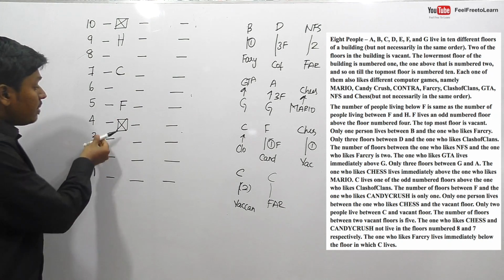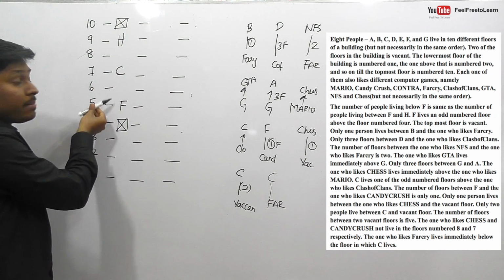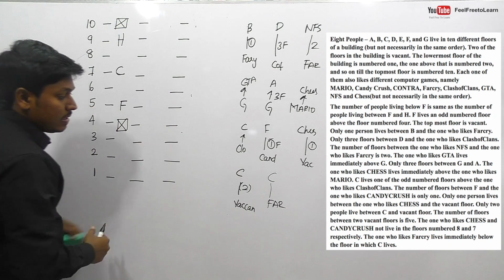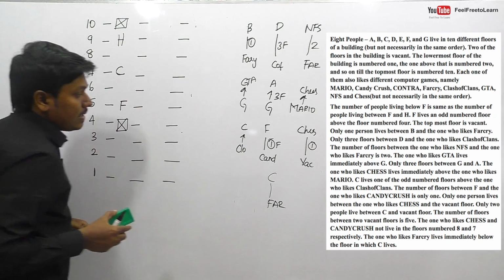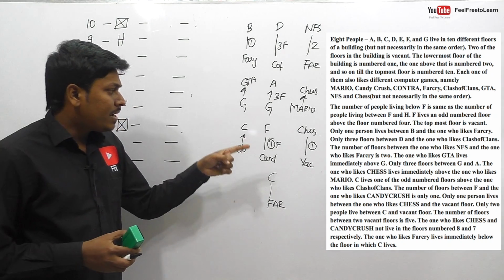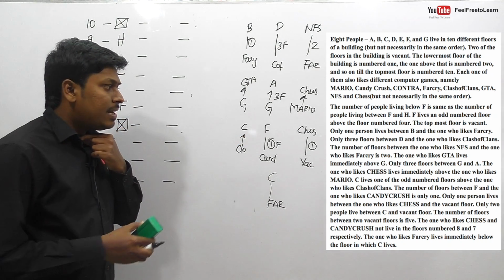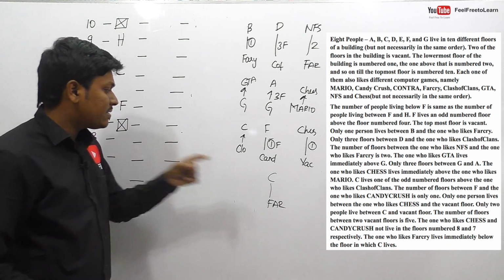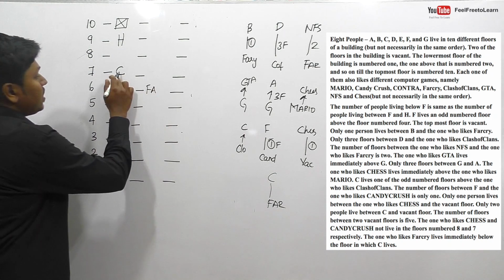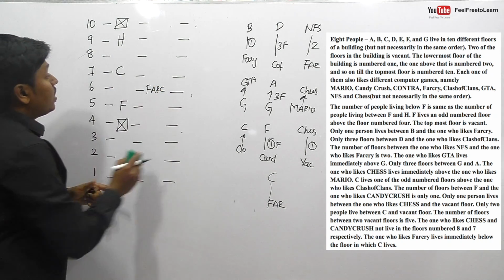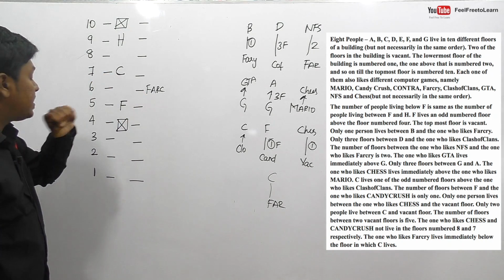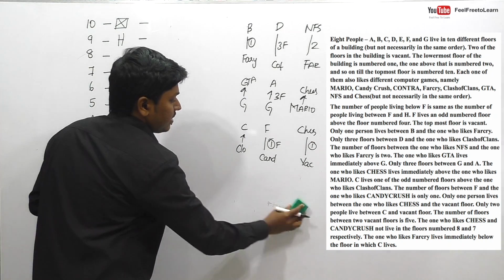Friends, clear on the concept. Between the vacant position and C there is a gap of 2, so let me rub this condition, right? And the second clue, let's check whether there are any other clues. Listen here, below C, right? The one who likes Far Cry lives immediately below the floor in which C lives. So below C it should be Far Cry, right? Okay, so below C it's Far Cry, so we can eliminate this condition, right?